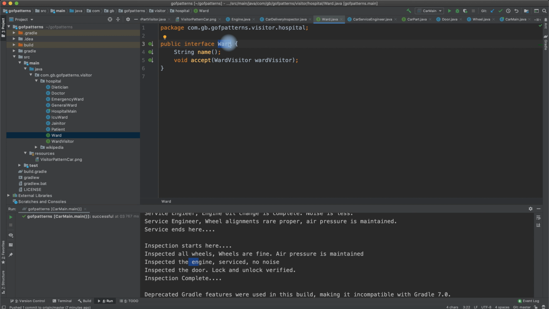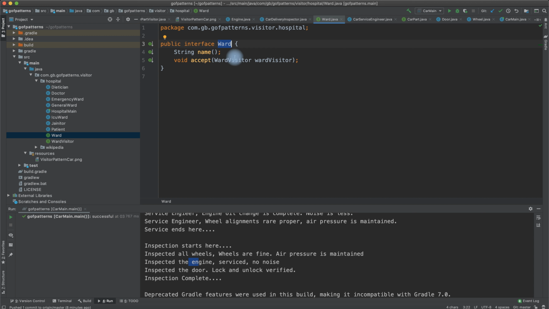I thought of providing some concrete examples. One is the car service station, which anybody will be able to understand, and the hospital management system that people will be able to understand. So these are the two examples that I thought of taking up and explaining, so that things will become clear. So the visitable is what?